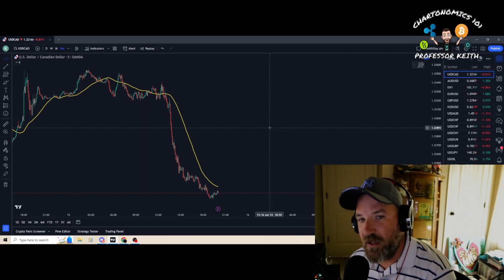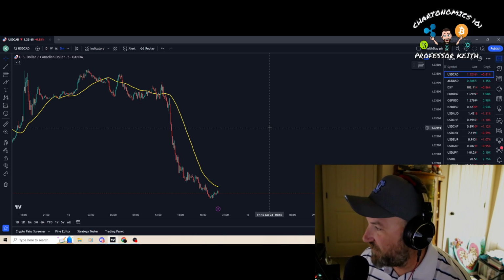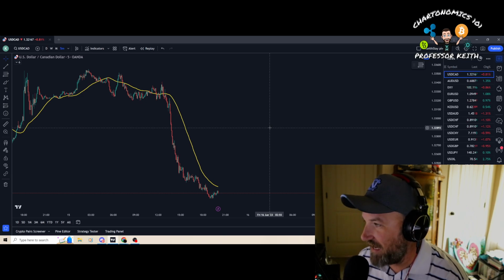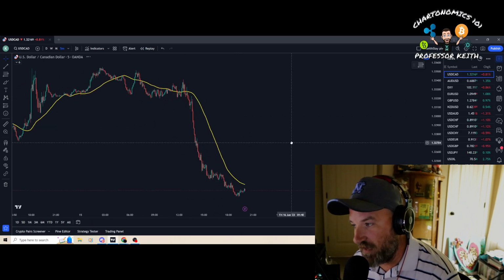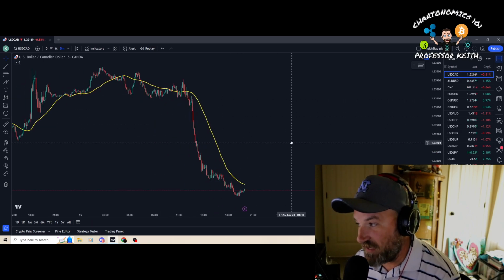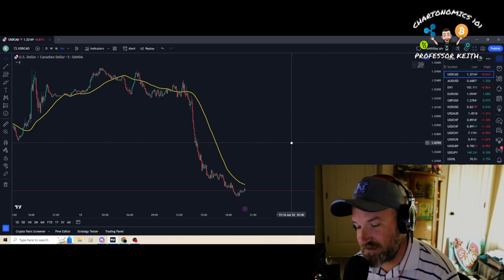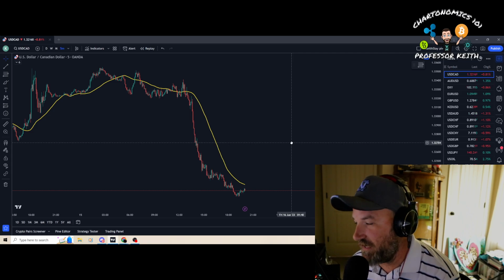So the one I've got on the screen is the 50 moving average, or the 50-day moving average. And I'm on the 5-minute chart right now, so it's the 5-minute moving average. And it's the 50 moving average of the 5 minutes. I'm going to switch off this in a moment to XRP.